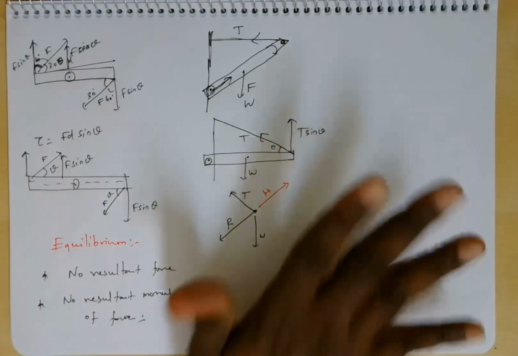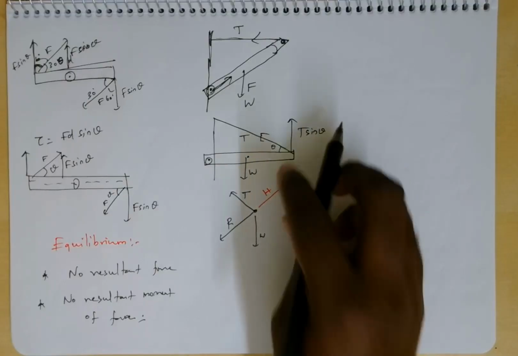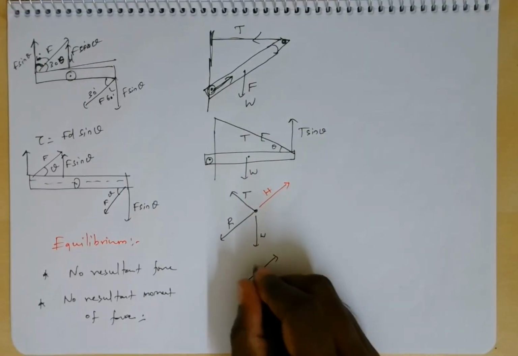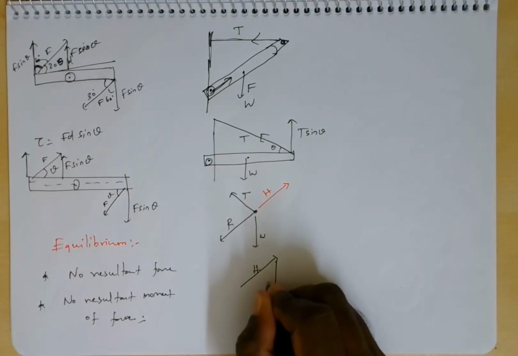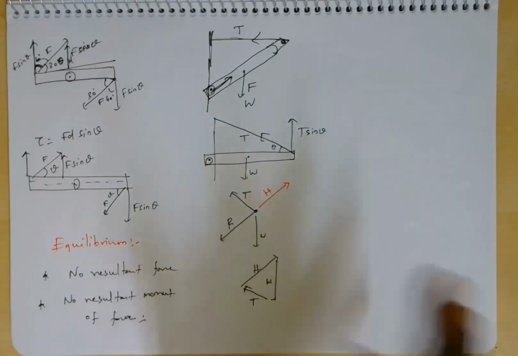Super. Okay. Now this is the idea. So now how do we form the vector diagram? We should not change any direction. H here, W here, T here. It will act like this. It's a closed triangle.